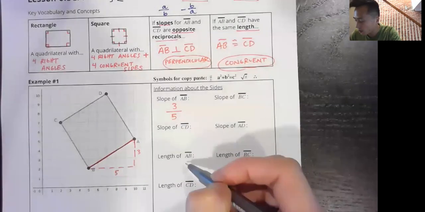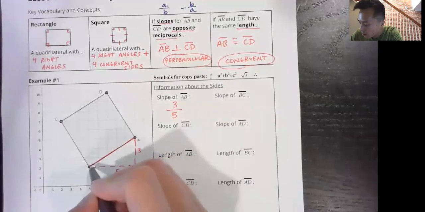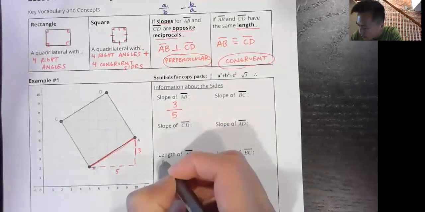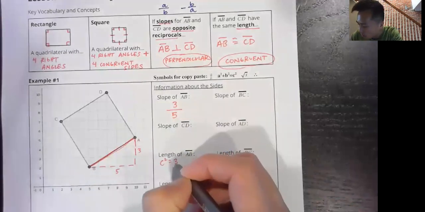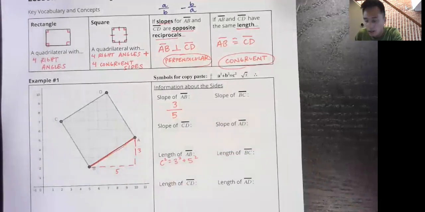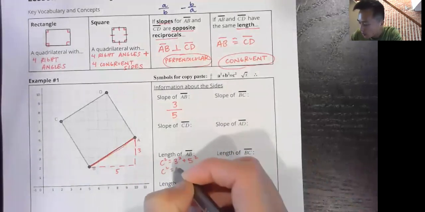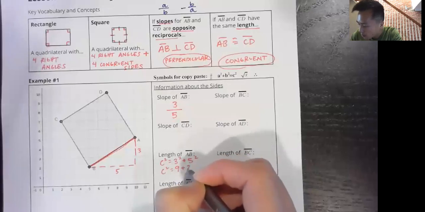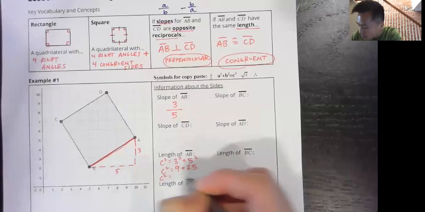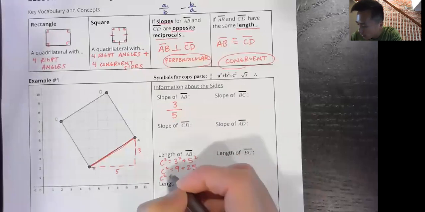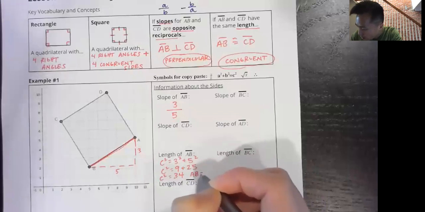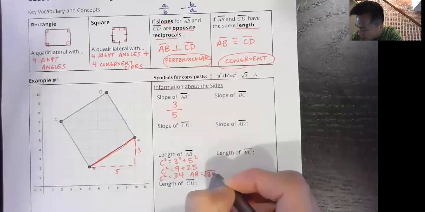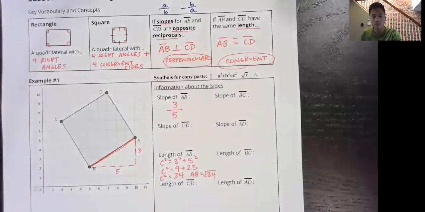And then let's also calculate the length for AB next. So I know that this hypotenuse, we'll call that c squared, is equal to the two legs squared and added together. So 3 squared plus 5 squared. So c squared is equal to 3 squared is 9 plus 5 squared is 25. So c squared is equal to 9 plus 25 is 34. So I know that AB is equal to the square root of 34 if I squared both sides. Okay, we have AB.